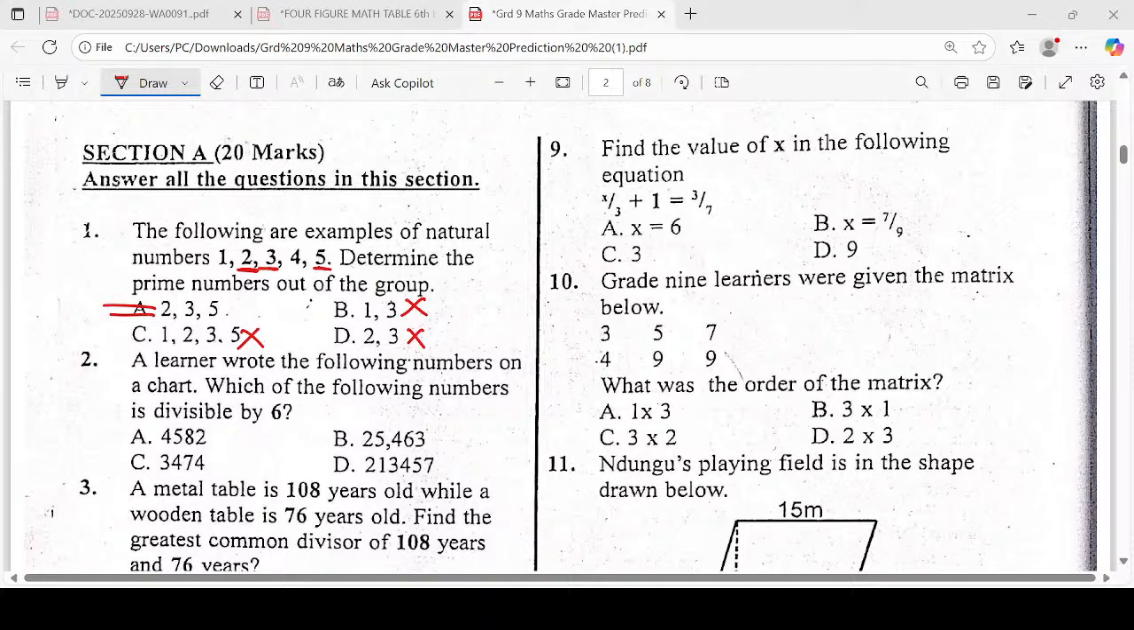It is important for you to know that natural numbers can be prime numbers or not prime numbers, but a prime number is a number divisible by 1 and itself only. Looking at those choices, choice A is the complete answer. Choice B is incomplete because it doesn't have a 5.